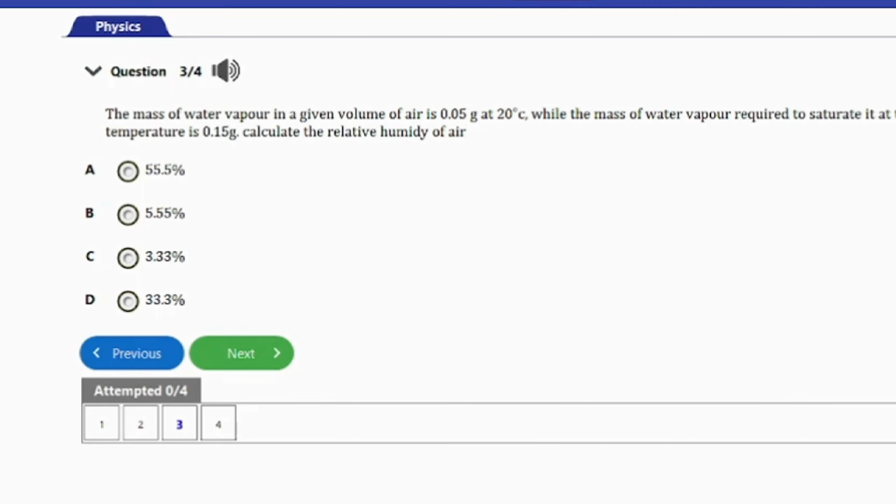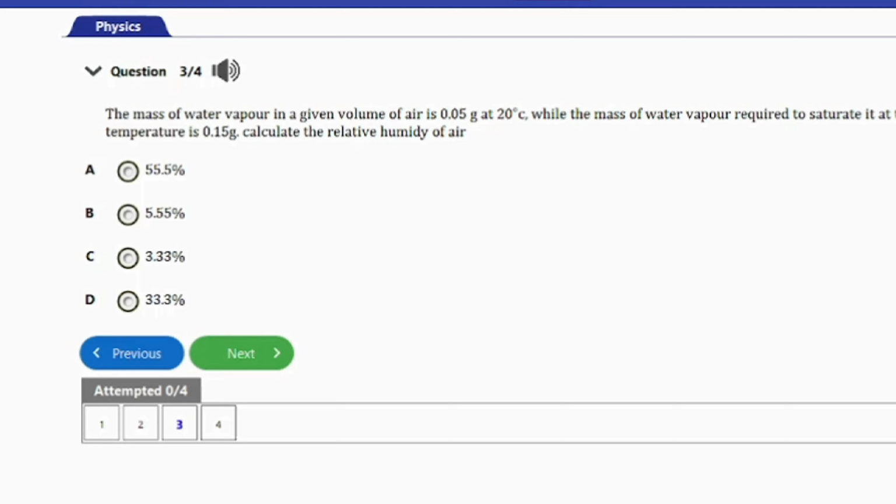So that's question number 3 here. It says the mass of water vapor in a given volume of air is 0.05 grams at 20 degrees Celsius, while the mass of water vapor required to saturate it at the same temperature is 0.15 gram. Calculate the relative humidity of air. So guys, this is a very simple one.